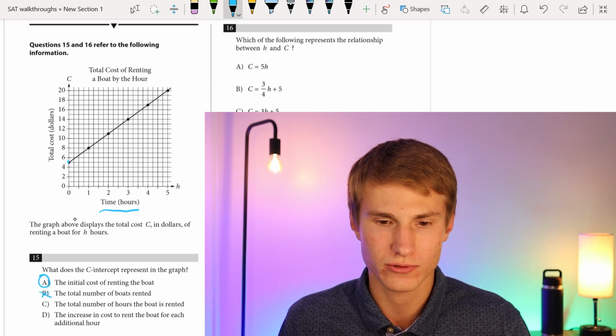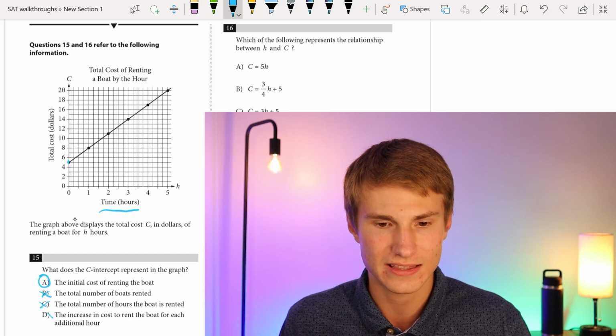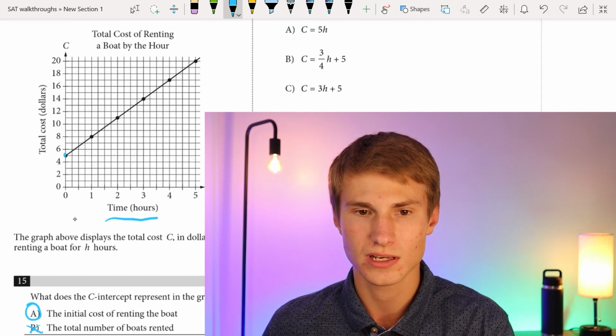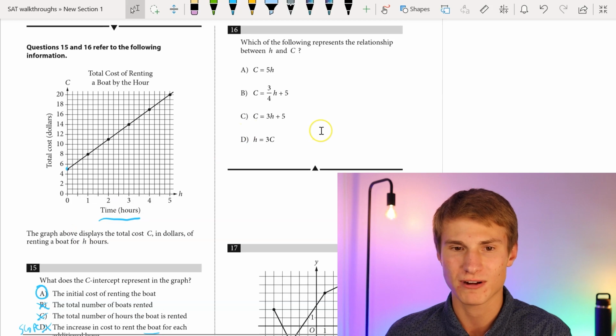It's not the total number of boats rented. It's not the total number of hours the boat is rented. And it's not the increasing cost to rent the boat for each hour. Answer choice D would be the slope. Our correct answer here is A. That's our initial cost, before we even take it on the water, before we rent it for any number of hours.